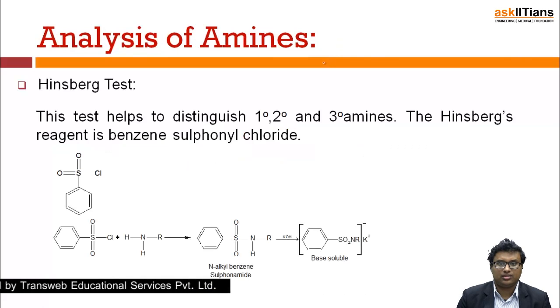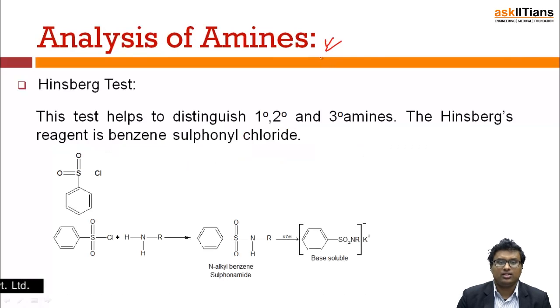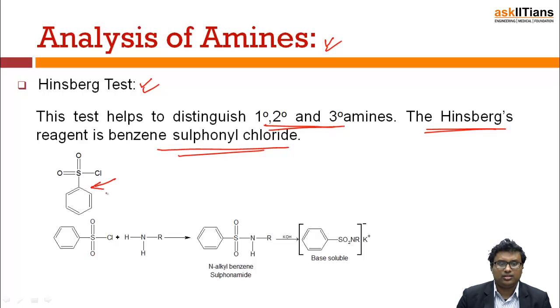Next, Hinsberg test. Let's now analyze amines. What is analysis of amines? In analysis of amines, we will actually be performing different tests. So the first test is the Hinsberg test. So what is this test? This is actually the test to distinguish between 1 degree, 2 degree and 3 degree amines. So the Hinsberg reagent is benzene sulfonyl chloride. So this is benzene sulfonyl chloride, which is actually the Hinsberg reagent.